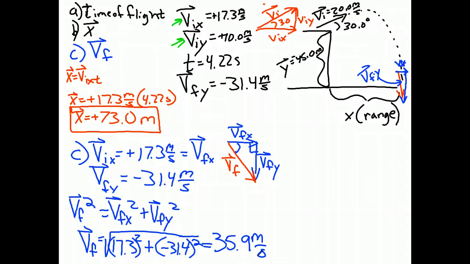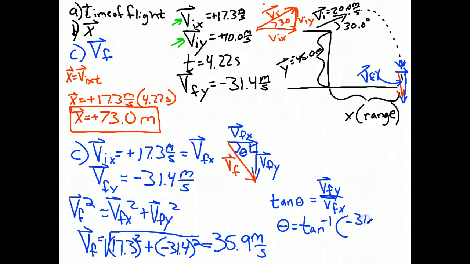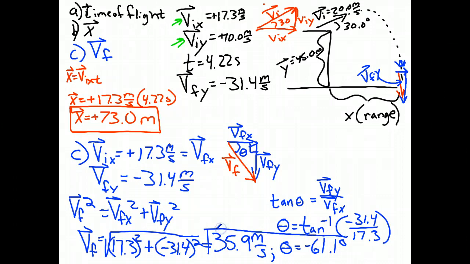It does not tell us the direction. The last thing we need to do is solve for our theta. And so we have here, this is our theta right here. The tangent of theta would be equal to VFY over VFX, the opposite over the adjacent. So theta is equal to the inverse tangent of negative 31.4 divided by 17.3. And that would give me an angle of negative 61.1 degrees. So these two combined, the magnitude and the direction, actually give you the velocity at which it strikes the ground.